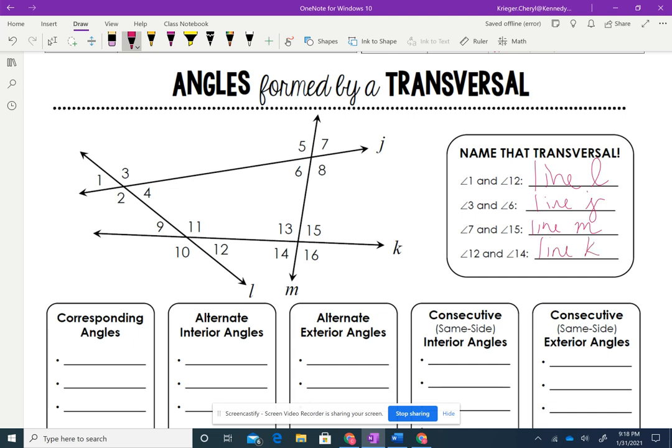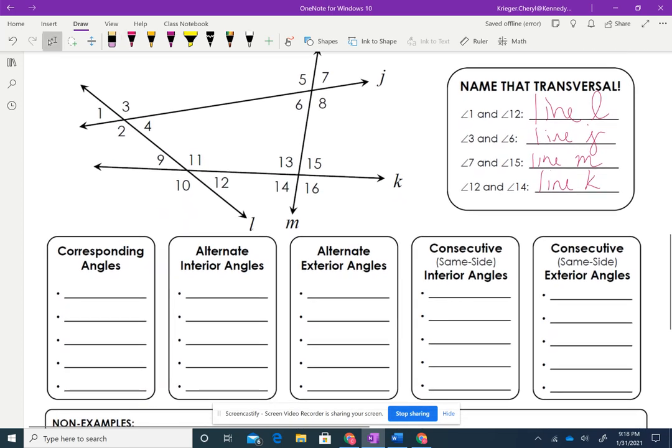Okay, so let's name some corresponding angles. How about if I use M as my transversal? So here's M. This is my transversal now. All right, and it needs to be in the same position and on the same side of the transversal. So I could do angles 13 and corresponding to that would be 5, right? That's on the top left. I could do angle 6 and 14.